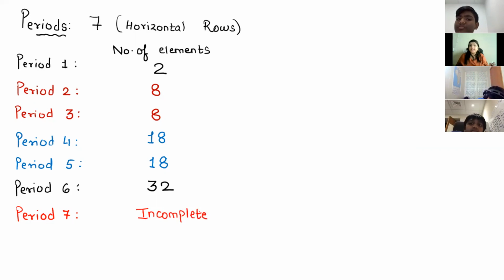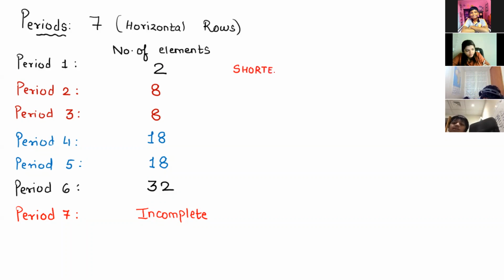So now some interesting thing to know. Period 1 has only 2 elements. So period 1 is called the shortest period.